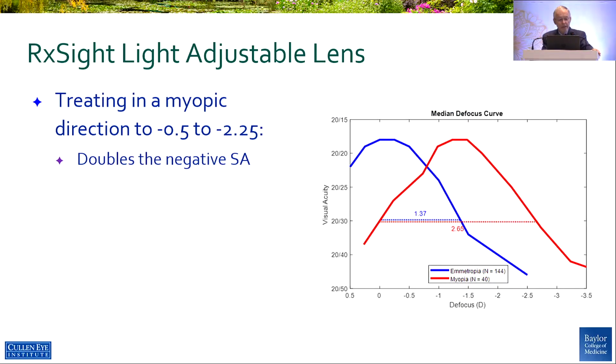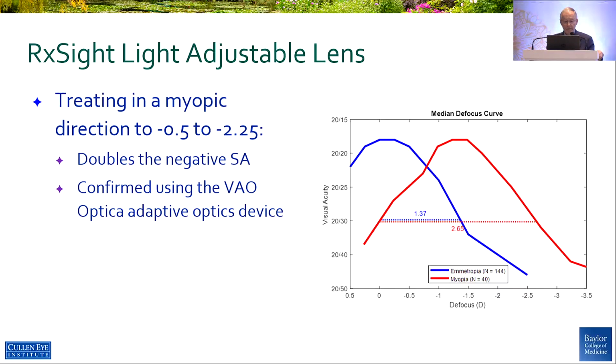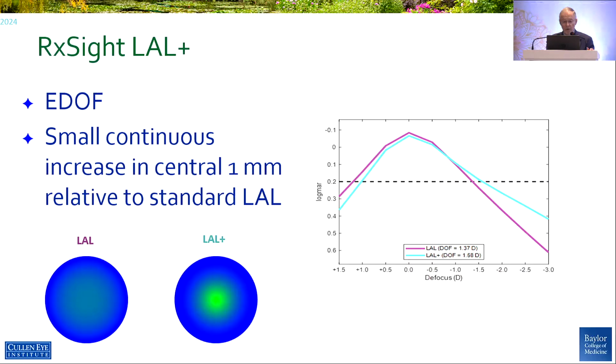So the light adjustable lens is very interesting because if you treat a patient with a light adjustable lens and aim to -0.5 to -2.25, it doubles the negative spherical aberration. And you see that red defocus curve there. You can see it actually extends the near vision up to about -2.5 to the 20/30 level. We confirmed that with our own studies using adaptive optics. So that's a good range of vision, and you can then do what we would call kind of micro monovision in these patients, and they can often be very spectacle independent with little or no glare.